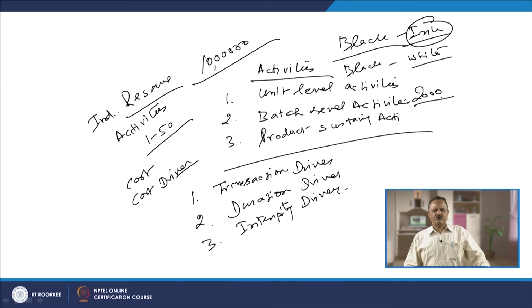And then the third one is the product sustaining activities. Product sustaining activities are only performed for those products which are specially designed and specially ordered, and are not a routine operation or a routine product of the firm. For example, a car manufacturing company normally manufactures cars with the normal features, but some person may place an order that I want these special features in my car. Whatever price you want to charge, you charge that, but I want these features in my car.